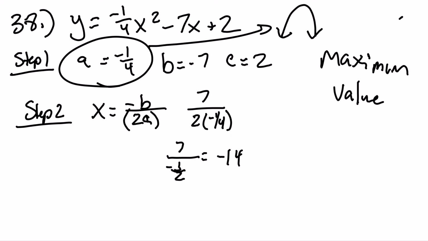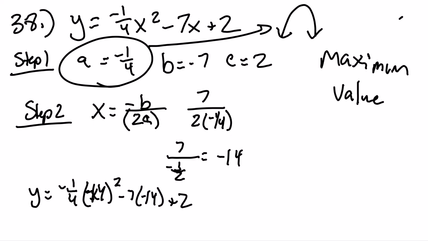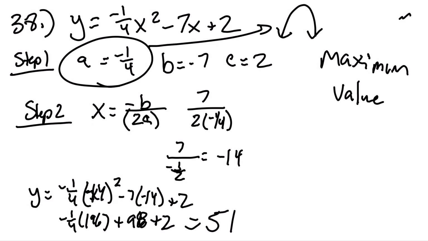Alright, so we're plugging in negative 14, so I say y equals negative 1/4 times negative 14 squared minus 7 times negative 14 plus 2. I get negative 1/4 times 196 plus 98 plus 2, and that turns into positive 51. So your maximum value is just 51. That's it.